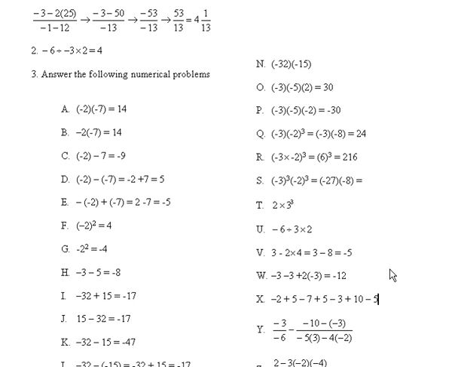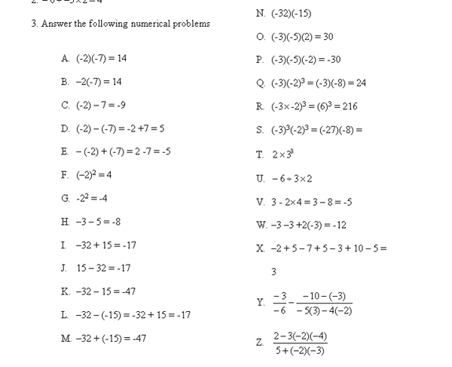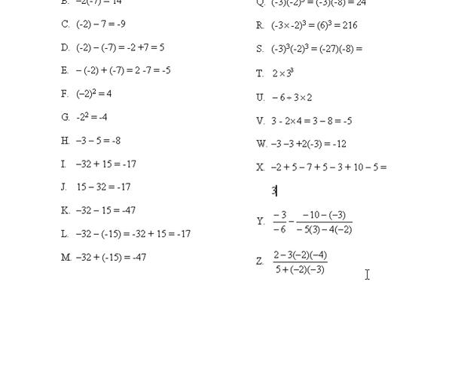This one's messy with all the signed numbers, but we could do this straight across if you wanted to. We could say negative 2 plus 5 is 3. 3 minus 7 is a negative 4. Negative 4 plus 5 is 1. 1 minus 3 is a negative 2. Negative 2 plus 10 is 8. And 8 minus 5 is 3. So that might be the easiest way to do that particular problem. These last couple were pretty messy here.